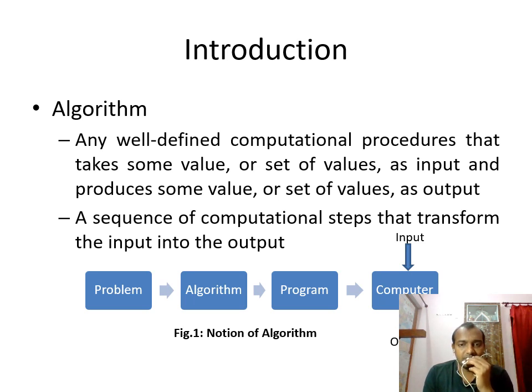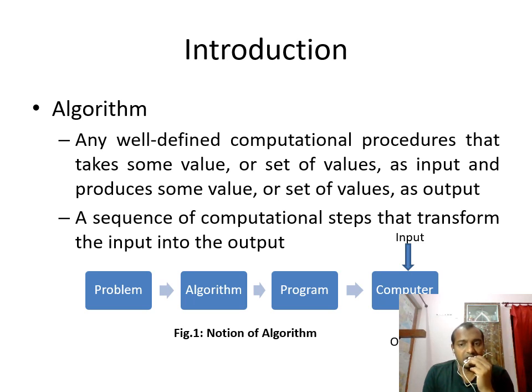So the first thing that comes to our mind is, what is an algorithm? This is the definition of the algorithm given in the Cormen book. It is defined as well-defined computational procedures that take some value or set of values as input and produce some value or set of values as output.